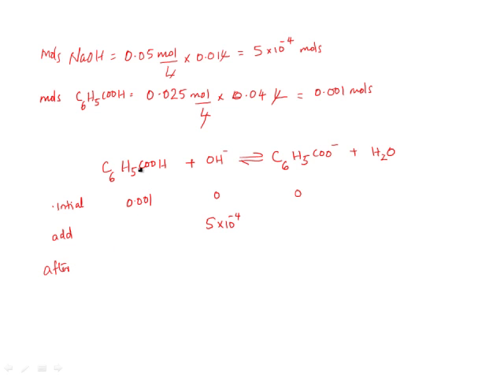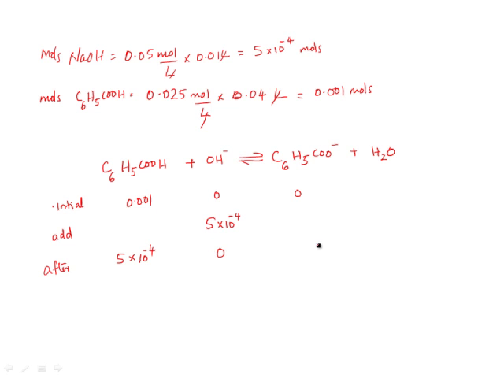Again, here the mole ratio is 1 to 1. So if you add 5 into 10 to the power negative 4 moles of OH minus, 5 into 10 to the power negative 4 moles of benzoic acid will be used up, right? So what is left? How much benzoic acid is left? 0.001 minus 5 into 10 to the power negative 4. What do you get? It is 5 into 10 to the power negative 4 moles of benzoic acid left. All OH is used up, so we don't have any OH left.